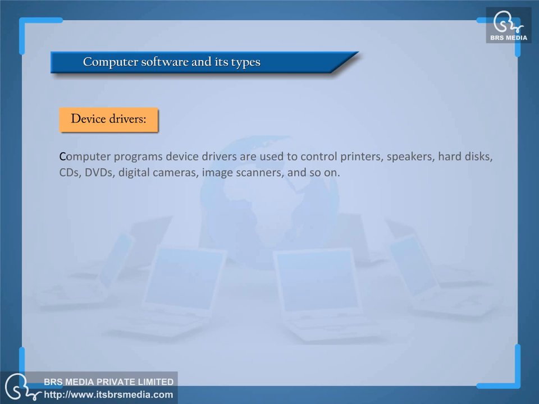Device drivers. Computer programs called device drivers are used to control printers, speakers, hard disks, CDs, DVDs, digital cameras, image scanners, and so on.